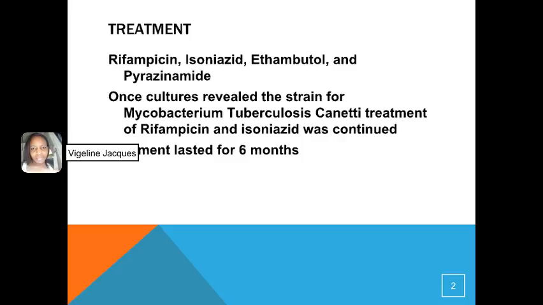So the treatment of choice for this specific case is rifampin, isoniazid, ethambutol, and pyrazinamide. Once cultures revealed the strain of Mycobacterium tuberculosis, treatment was continued with only rifampin and isoniazid. Treatment lasted for 6 months, and the patient responded positively.